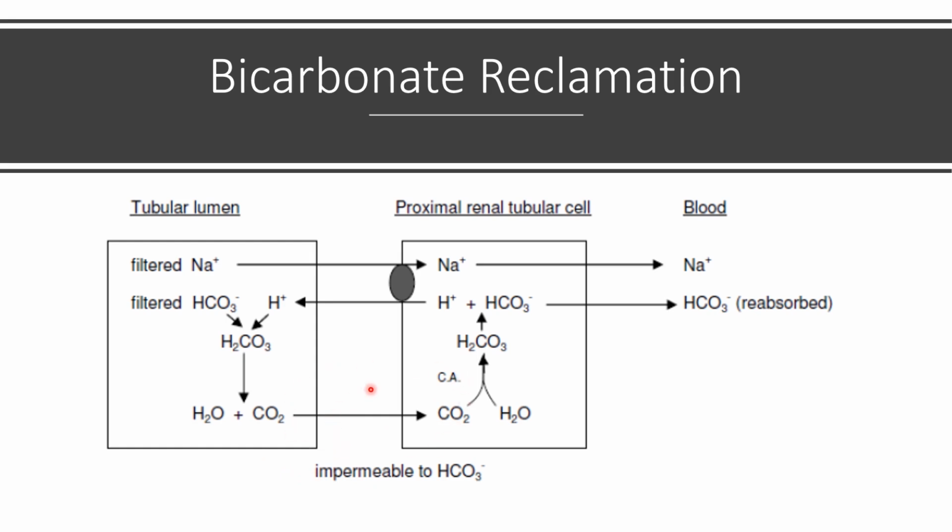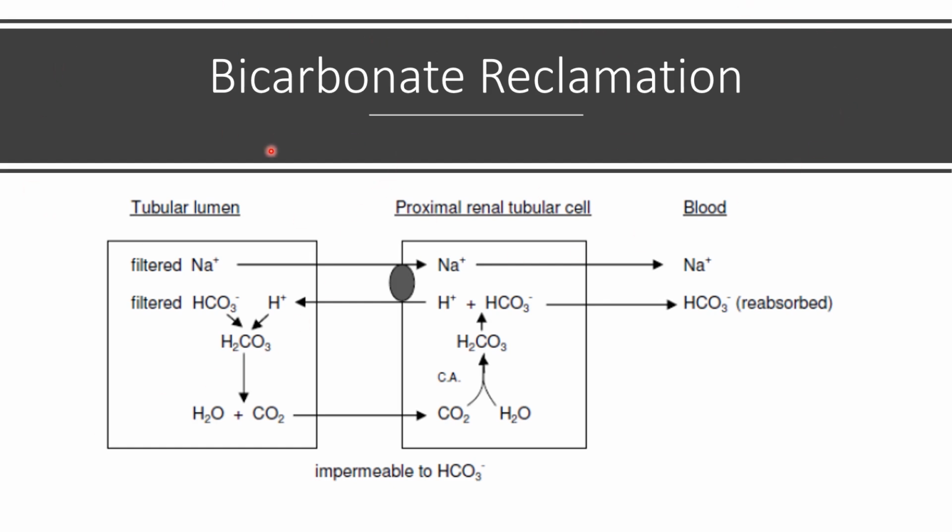Now, how is bicarbonate reclamation related to type 2 renal tubular acidosis? In type 2 renal tubular acidosis, there is a defect in the proximal renal tubule such that the proximal tubule is no longer able to reabsorb filtered bicarbonate. As a result, most of the filtered bicarbonate is lost in urine. Therefore, bicarbonate reclamation is compromised.